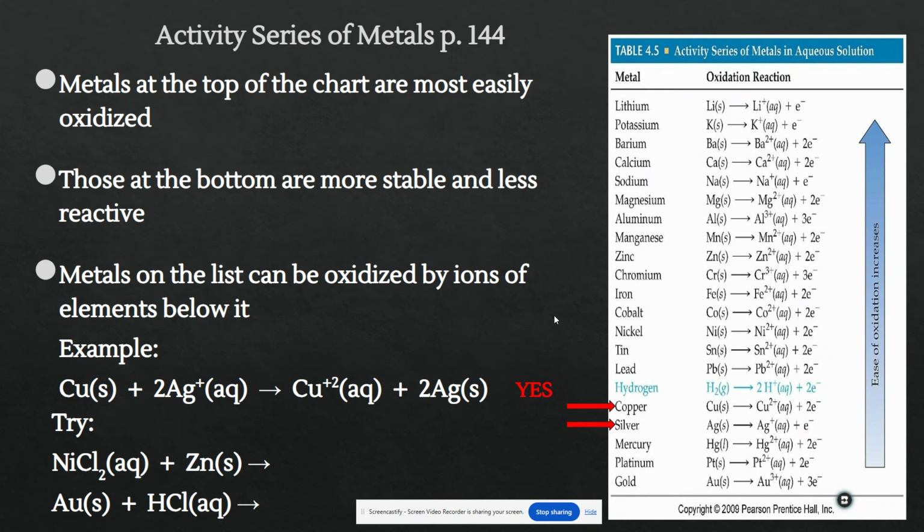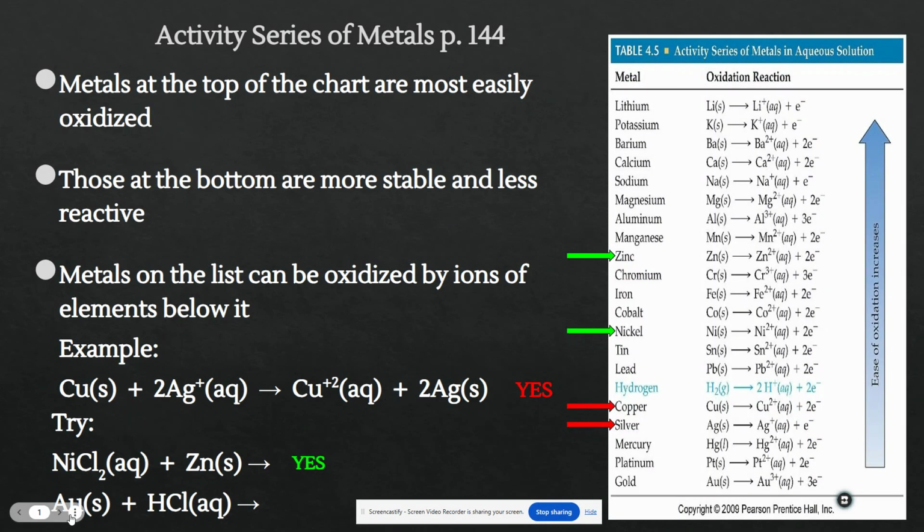All right, to check your work, you're going to put solid zinc into nickel chloride solution. So you're looking at the solid zinc versus the nickel ion in the solution. I find zinc, which is in green right up here, and then I find nickel right here. The nickel ion sits below the solid zinc, so yes, this reaction would occur. Then I can write a single displacement reaction: put the zinc in with the chloride, and now nickel comes out, just like I did in the earlier example.